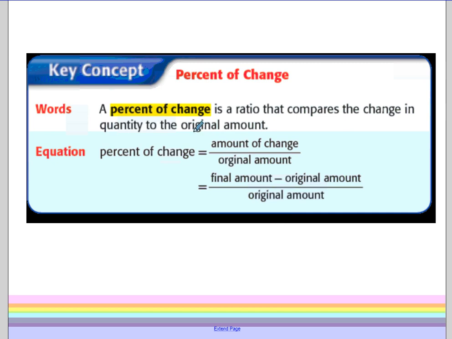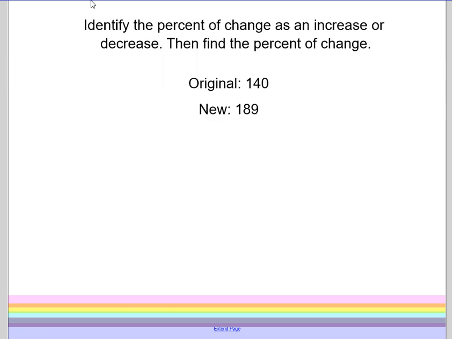Okay, and there are two different types of percent of change. There's a percent of increase and a percent of decrease. You solve them the same way, you just have to say whether it's an increase or a decrease. So let's see how that works. It says, identify the percent of change as an increase or a decrease, then find the percent of change. My original amount is 140, my new amount is 189. Since my price or my number is going up, I know right away that it is a percent of increase.